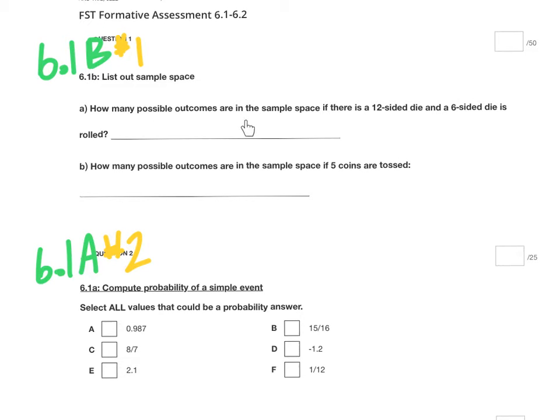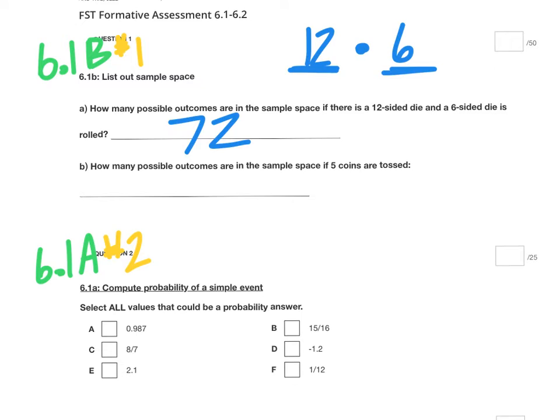How many possible outcomes are there in a sample space if there's a 12-sided die and a 6-sided die rolled? So remember, for that, all we need to think about is I have my die 1 and means to multiply die 2. That first die I have 12 options. That second die I have 6. Multiply it together, and that's where the 72 comes from.